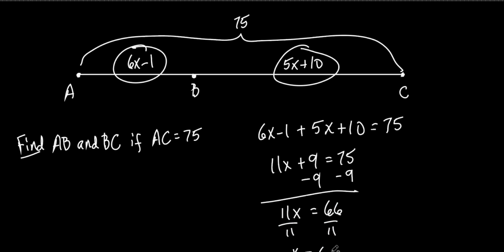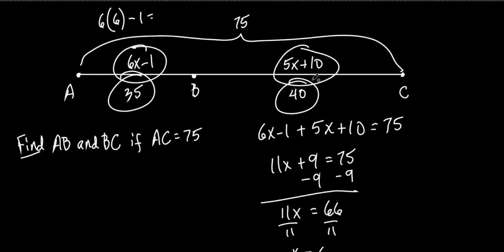It's not my answer, though. So what we have to do is take this and plug it back in here. Don't leave. I didn't dismiss you. So it's 6 times 6, because x is 6, minus 1. Let's do that in our head. What's 6 times 6? 36 minus 1 is 35. So if the whole thing is 75 and this is 35, what is it from B to C? It's 40. It's 75 minus 35, which is 40. So this is your answer, and that's your answer right there. You can go.